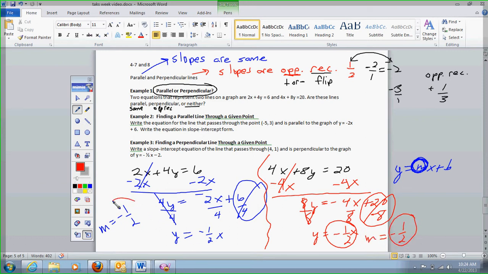And my slope here is negative 1/2. So my slopes are the same, which means they're parallel. The answer here is parallel. Okay? So again, when I'm looking for parallel or perpendicular, I'm only wanting to see the slopes.